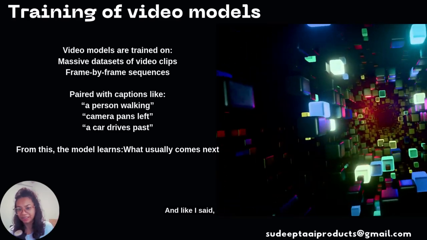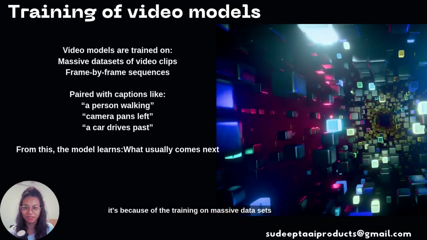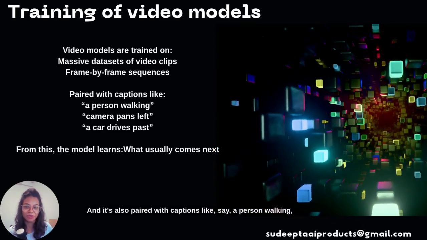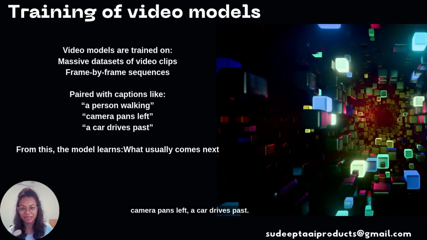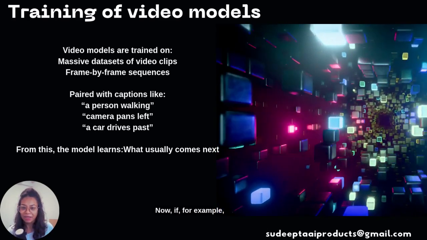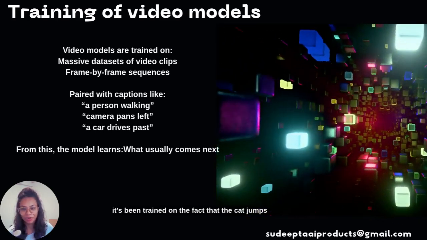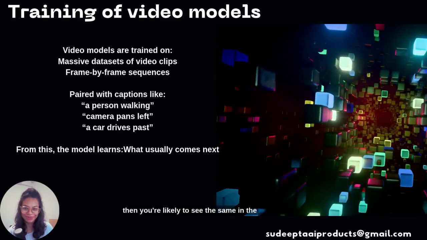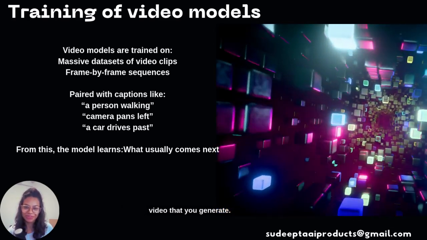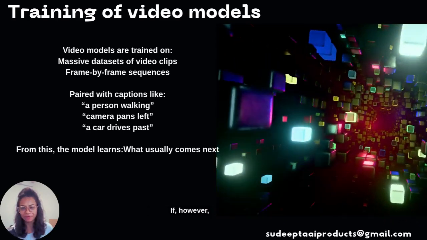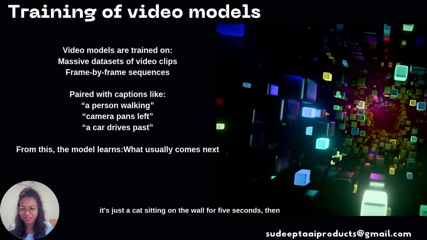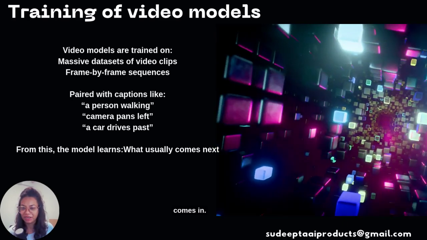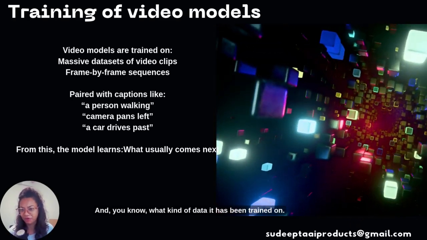And like I said, it's because of the training on massive data sets of video clips and the frame by frame sequences. And it's also paired with captions like, say, a person walking, camera pans left, a car drives past. Now, if, for example, it's been trained on the fact that the cat jumps away from the wall, then you're likely to see the same in the video that you generate. If, however, it's just cat sitting on the wall for 5 seconds, then so be it. So that's where the training aspect obviously comes in, and what kind of data it has been trained on.